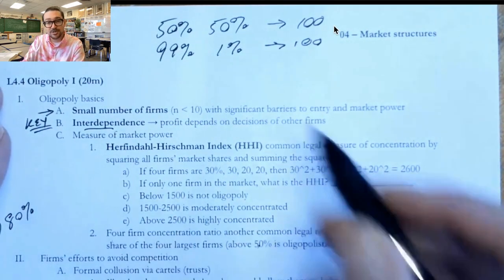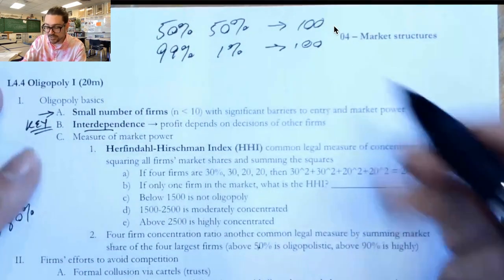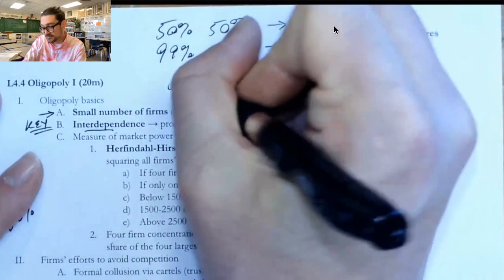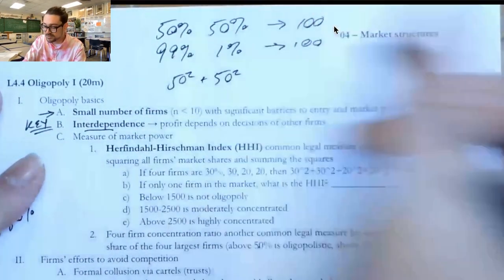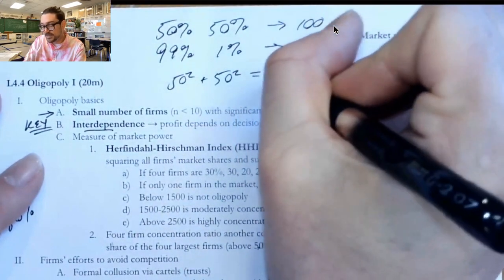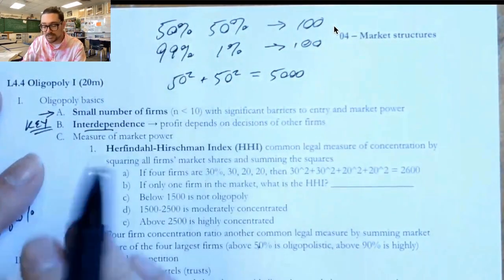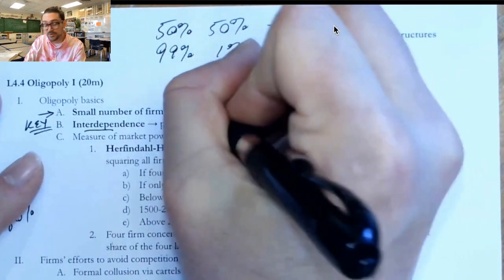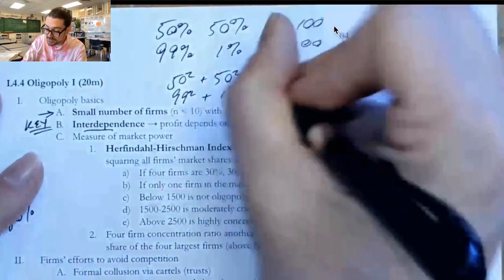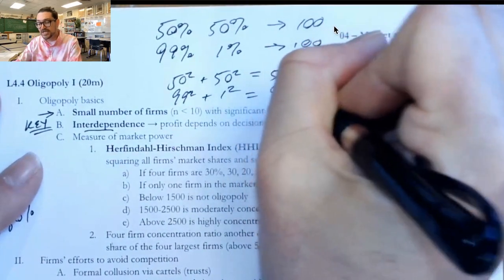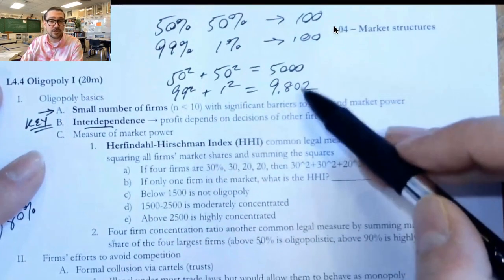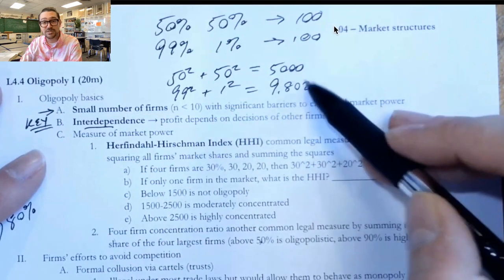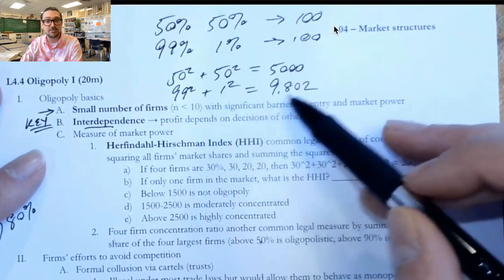So in this example up here, we can actually tell the difference. 50 squared plus 50 squared is 2,500 plus 2,500. That's 5,000. 99 squared is 9,801. Whoops, 99 squared. And 1 squared is 1, so that's 9,802. So the HHIs are radically different for these two markets, and you could see that this one is very close to the theoretical maximum.